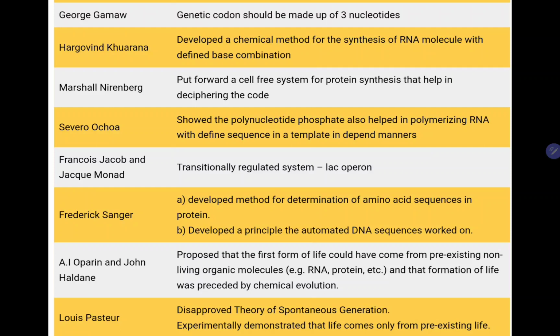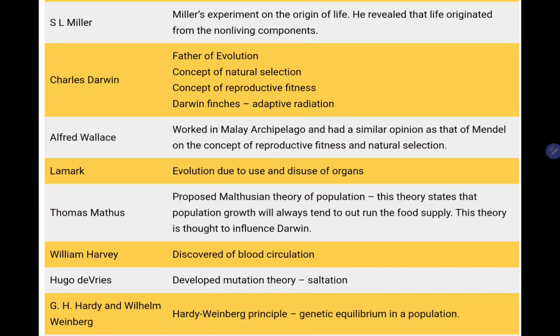Oparin and Haldane proposed that the first form of life could have come from pre-existing non-living organic molecules, RNA, protein, and that the formation of life was preceded by chemical evolution. Louis Pasteur disproved the spontaneous generation theory, experimentally demonstrating that life comes only from pre-existing life. S.L. Miller's experiment on origin of life revealed that life originated from non-living components.